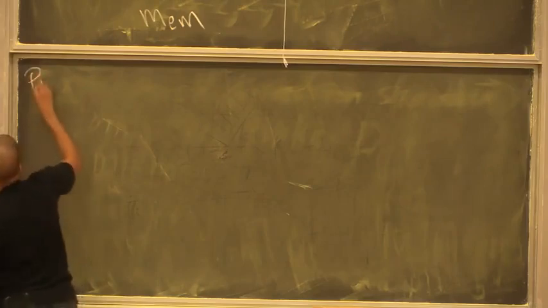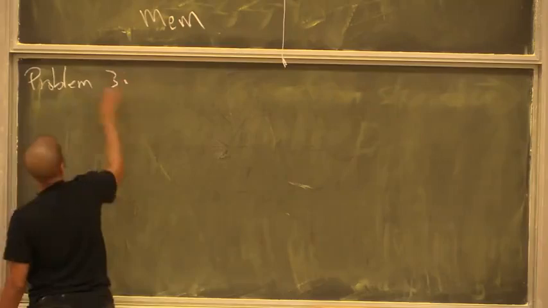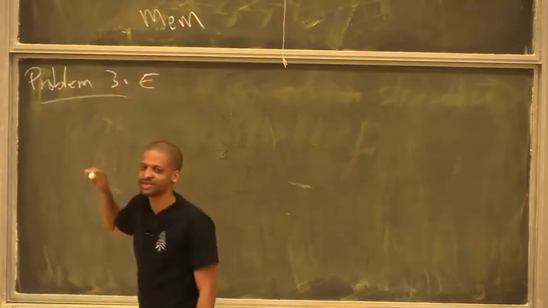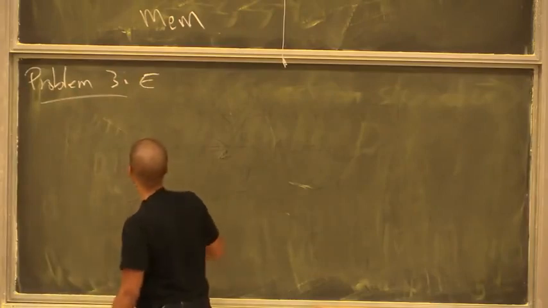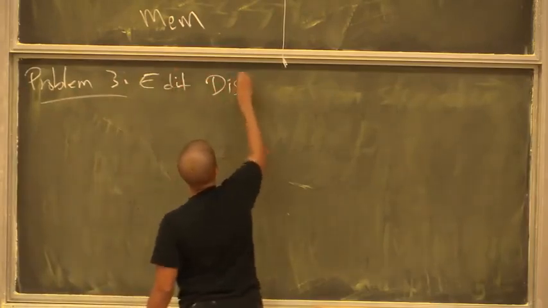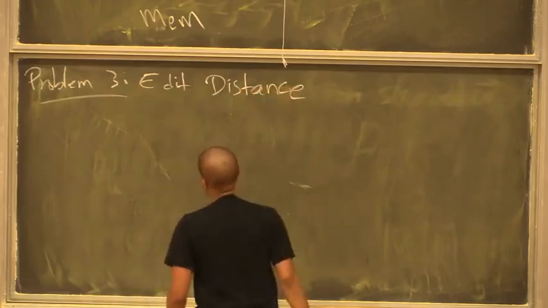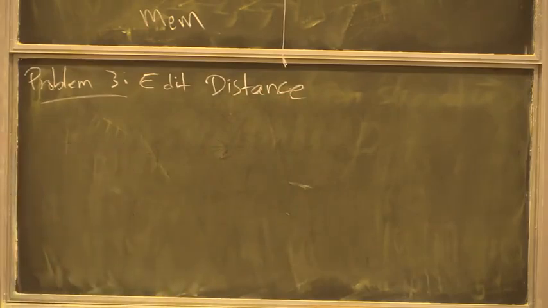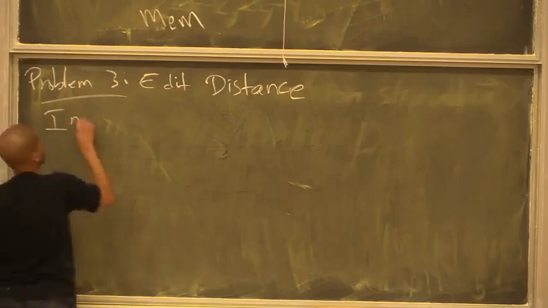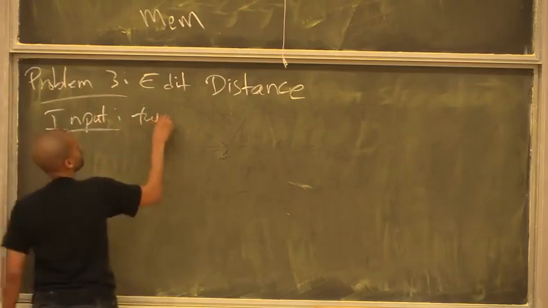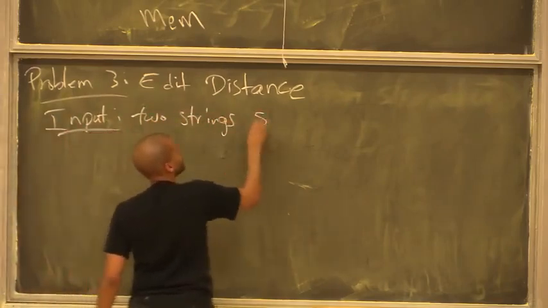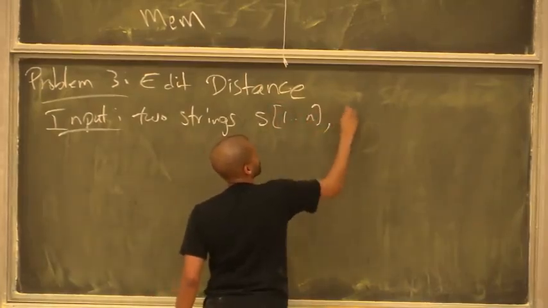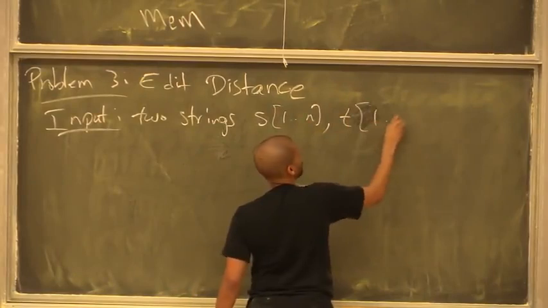I want to do some more examples before we run out of time in lecture. So let me do another problem, which is problem 3, edit distance. If we have time at the end of lecture, we'll go back and find that bug. I really hate having bugs linger around. So what is edit distance? Edit distance is, I have two strings. S, 1 up to n, a length n string, and t, which is a length m string.